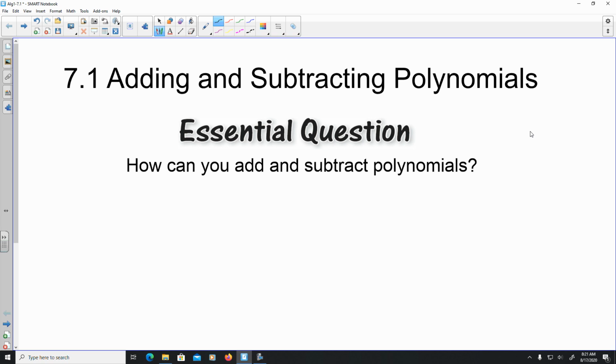First things first, one of the things that we have to be able to do is identify what a polynomial is. We'll get more information on that in different slides, but essentially, we're going to look at the different terms of a polynomial and how we can combine those like terms in order to add or subtract.